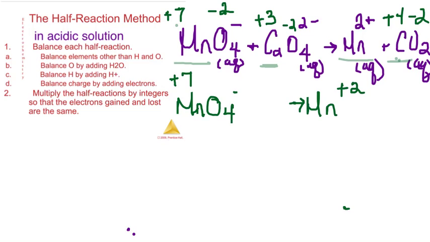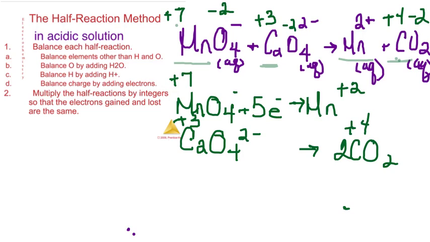Now, since our manganese went from a +7 to a +2, it got more negative, which means it gained electrons, since electrons have a negative charge. And since it went from a +7 to a +2, then it must have gained 5 electrons. I'm pulling out our other half reaction.